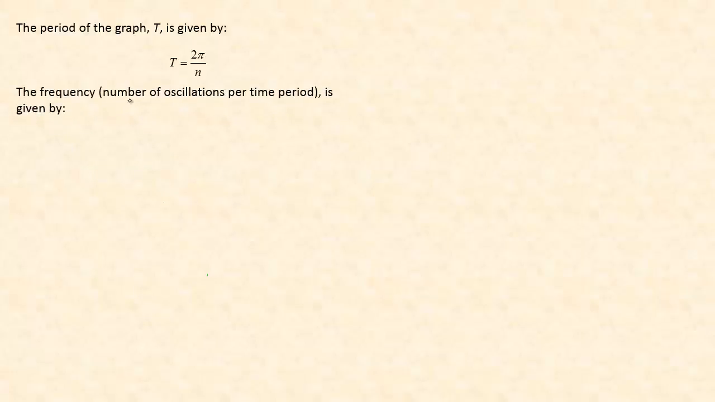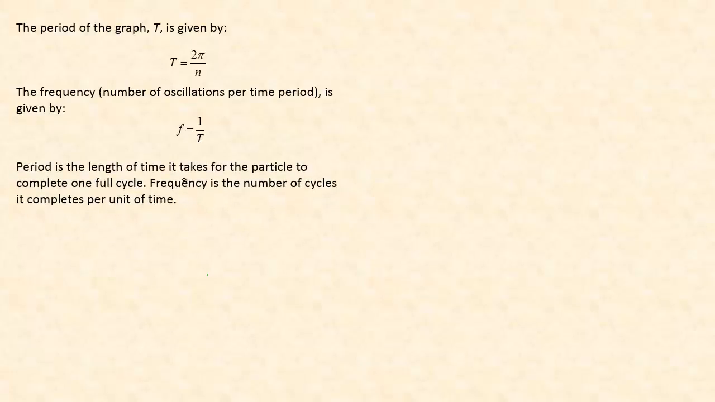The period of the graph, T, is given by T is 2 pi over n. We've mentioned this before. The frequency, the number of oscillations per time period, is given by f is 1 over T. So the period is the amount of time to complete one complete oscillation. The frequency is the number of oscillations in a time period, and therefore we can see this inverse relationship.